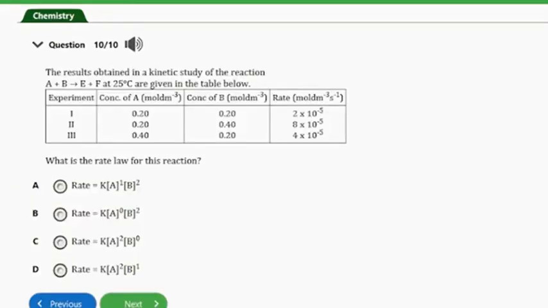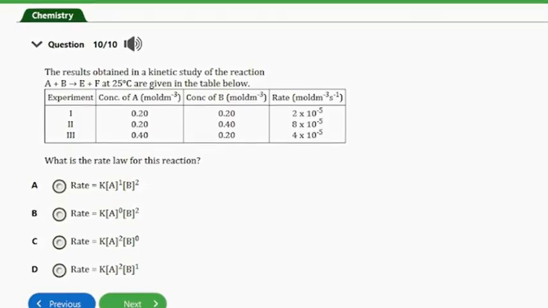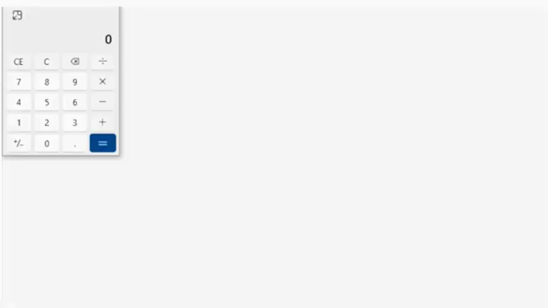So let's consider the next question, question number 10 here. All right, so we have a table here, and the question says the results obtained in a kinetic study of the reaction A plus B to yield E plus F at 25 degrees Celsius are given in the table below. So we've seen the table here, and it says, what is the rate law for this reaction? So guys, here we are going to simply zoom into our workspace and try to solve this together.